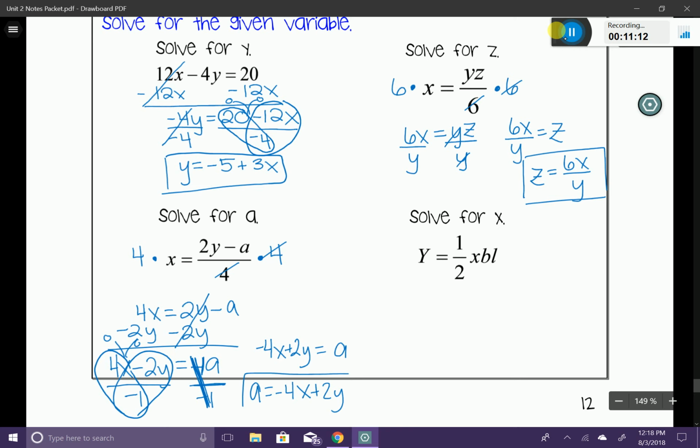I know that was a little bit more complex because what it was doing was it was including all of these skills that we've been learning and putting them into one problem. This is where algebra starts to get a little challenging.